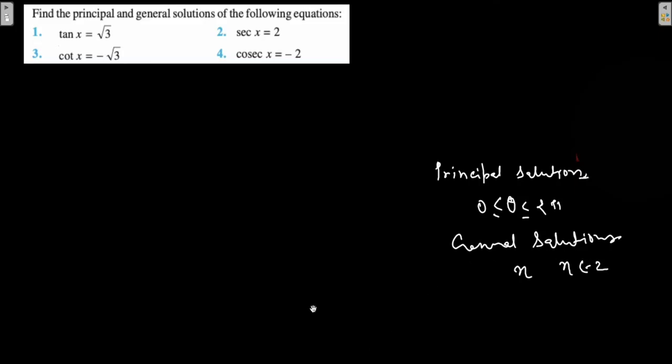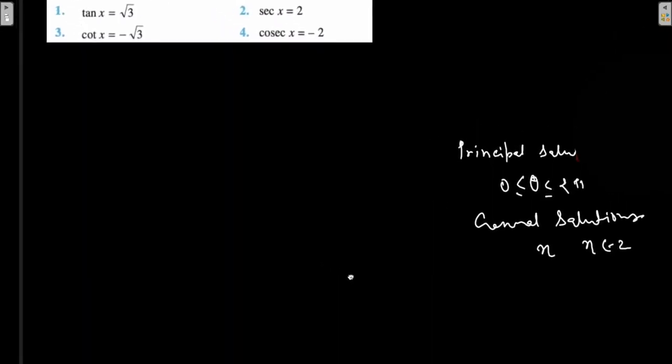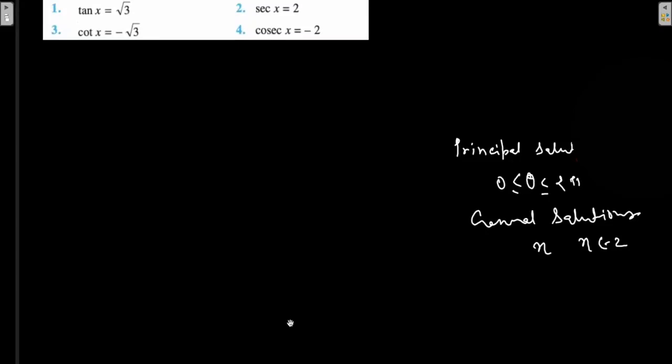There are 3 theorems which we have studied. The very first theorem is this: if sin x equals sin y, then in terms of general solution, x will become n pi plus minus 1 to the power n y. This will be my general solution if sin x equals sin y.